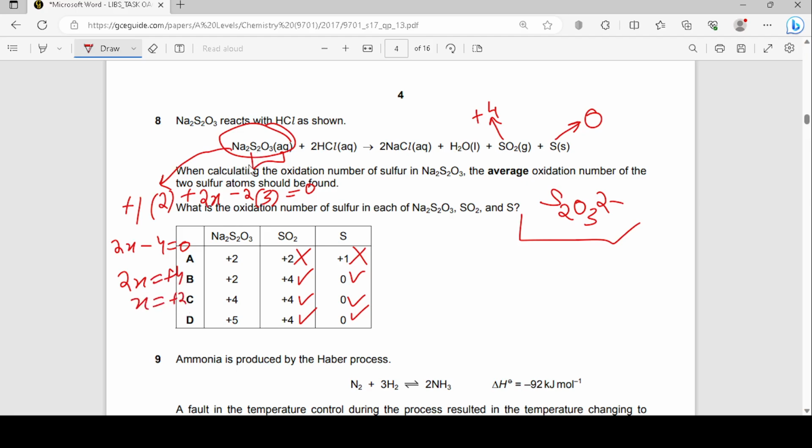So this shows that the oxidation state of sulfur is +2. So it's either A or B, but I already cancelled out A from these two. So the one that has all ticks is B. So B is my correct answer.